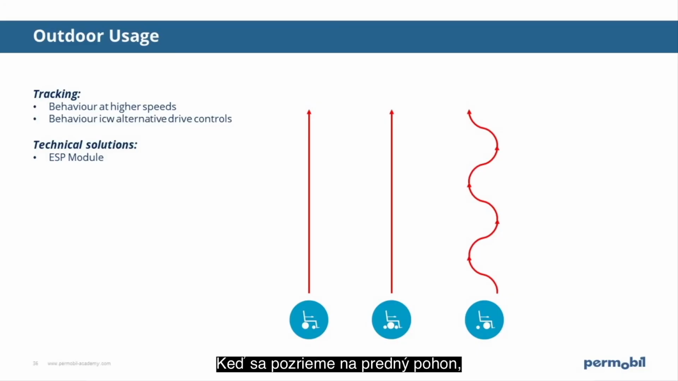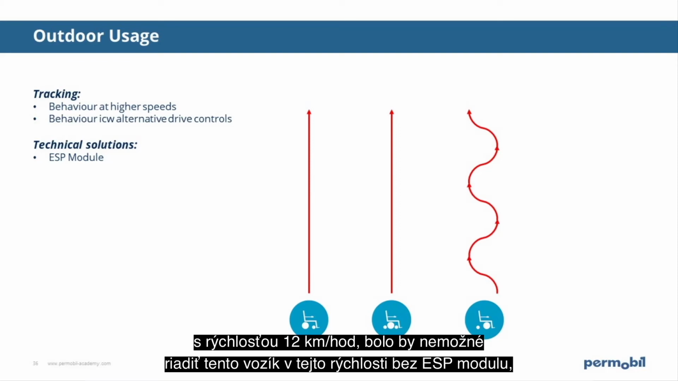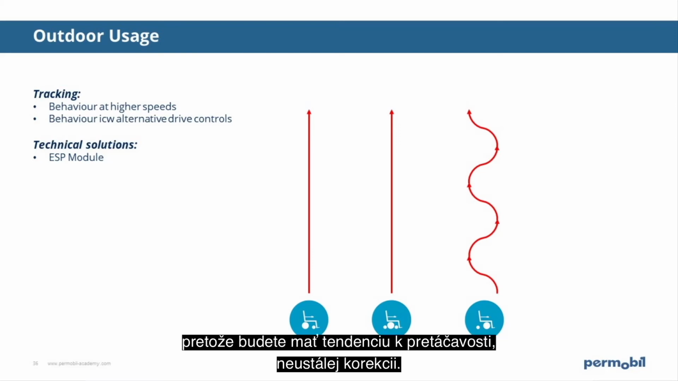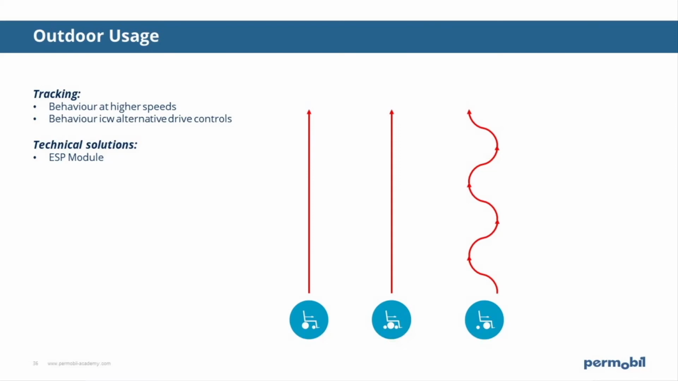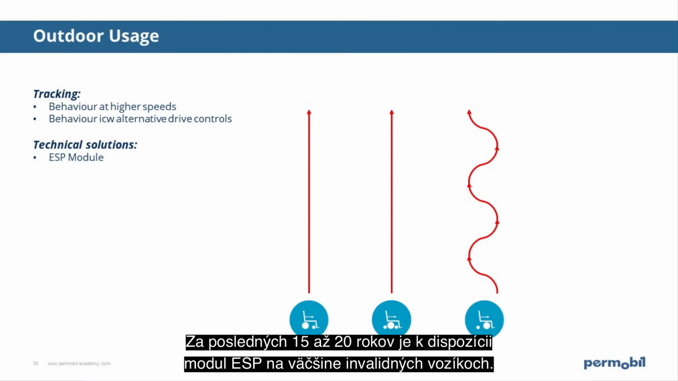If we look into a front-wheel driven platform without a gyro or ESP module, it's almost impossible to drive this platform in a decent way at speeds higher than 9 to 10 kilometers an hour. So when you have a front-wheel driven power wheelchair with 12 kilometers an hour, it would be impossible as well to drive it at that speed without an ESP module. Normally you will have the tendency to oversteer and correct continuously, making the wheelchair or platform fishtail. But fortunately, for 15 to 20 years now, there's an ESP module available on most wheelchairs.